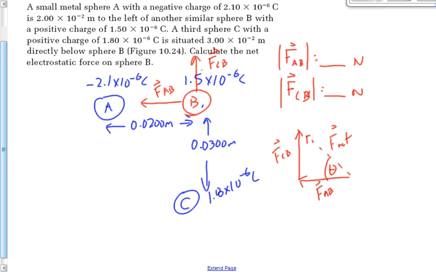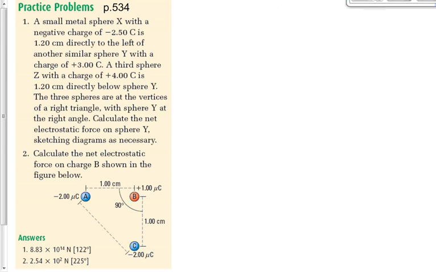All right. You guys okay with that, or should I go through the numbers there? Comfortable? Confident? Okay. And I think you can handle these two questions on page 534.